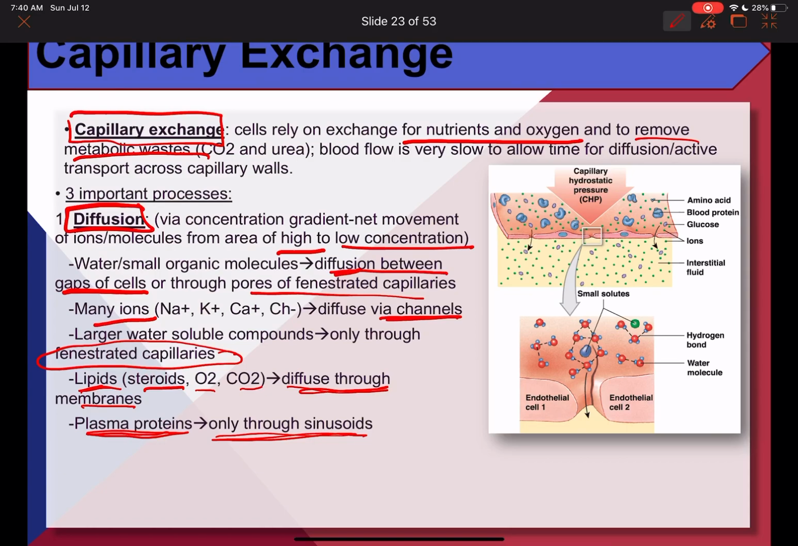Okay. And we'll talk about diffusion of gases, and we'll emphasize that again when we get to the respiratory system, how for gases it is the same as concentration of solutes, where a higher pressure of the gas will travel to an area of lower pressure of the gas. Okay, but we'll get to that in the respiratory system.